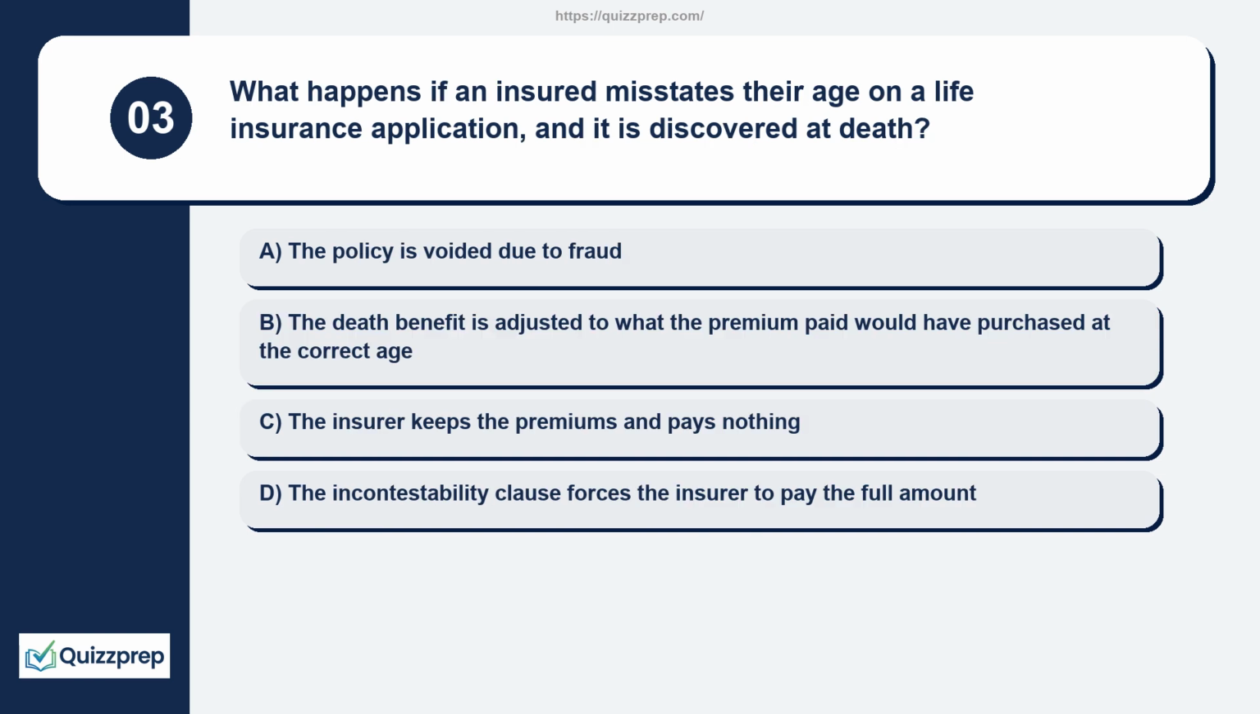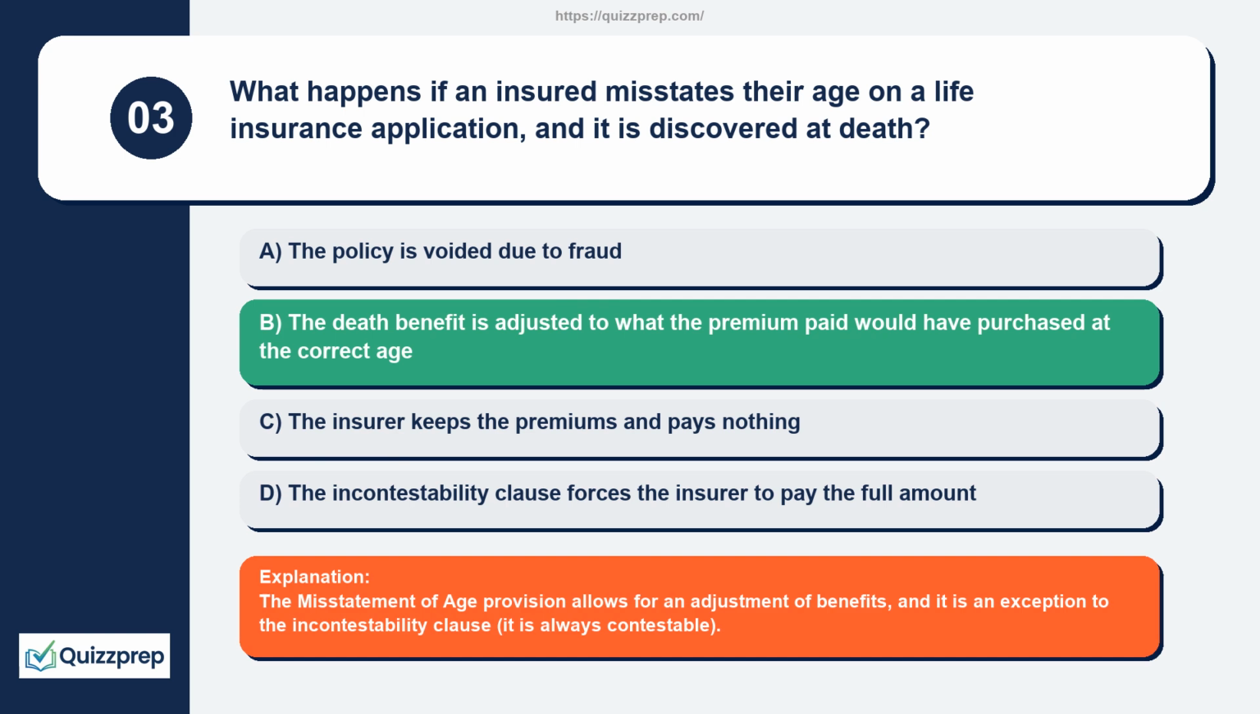Question 3. What happens if an insured misstates their age on a life insurance application, and it is discovered at death? The policy is voided due to fraud. The death benefit is adjusted to what the premium paid would have purchased at the correct age. The insurer keeps the premiums and pays nothing. The incontestability clause forces the insurer to pay the full amount.